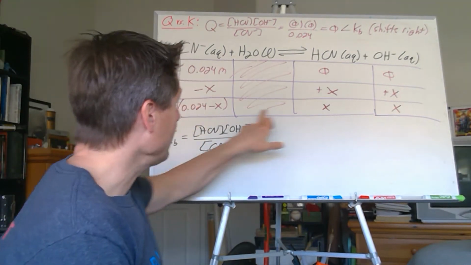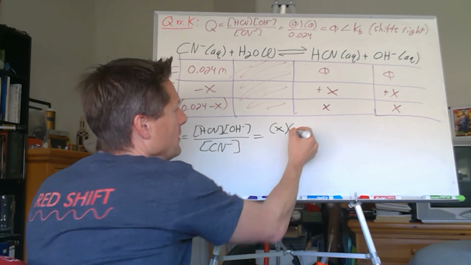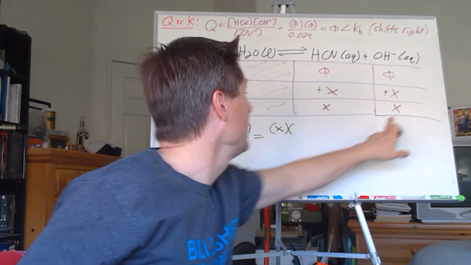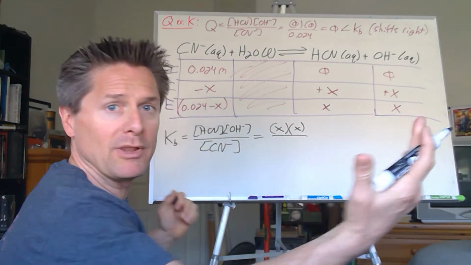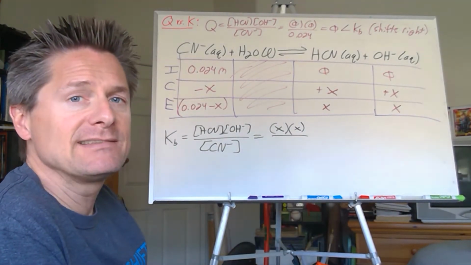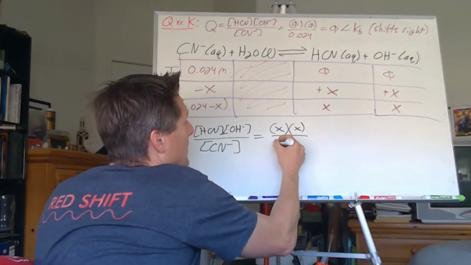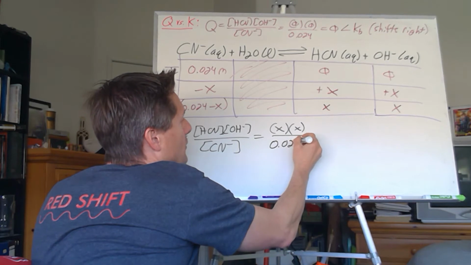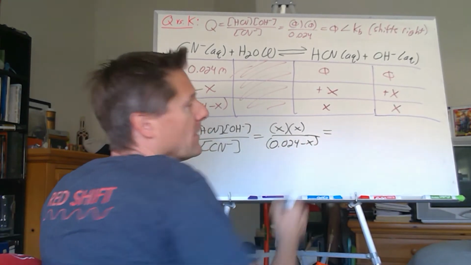We're going to plug in X for my HCN equilibrium concentration. We're going to plug in X for my hydroxide ion equilibrium concentration, just extracting it from the ice table. That's why ice tables are so nice. The CN minus will be the initial 0.024 minus however much ionizes, X.